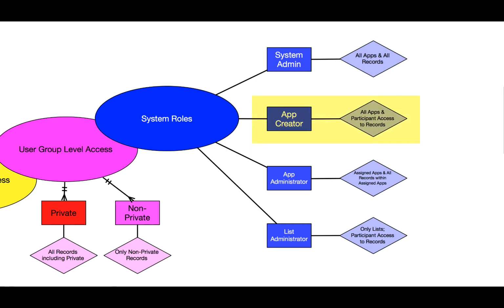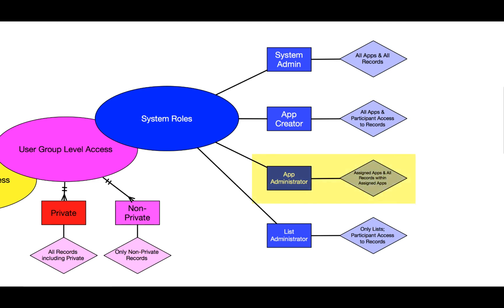The app creator role is a useful role for an Aptitude developer. This role gives the user the ability to create, edit, and delete all apps and configuration within the environment. This role does not give the user the ability to see all records. They only have a base participant level access to records. This means they must be a participant on the record to gain access to that record.